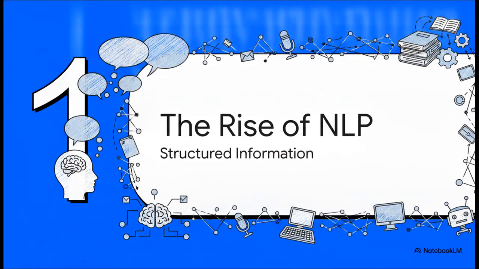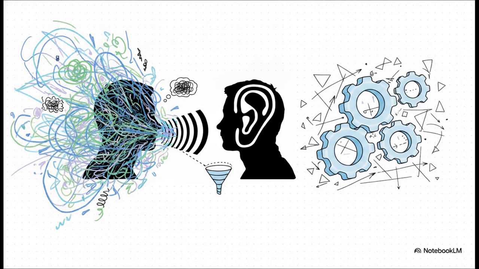All right, kicking things off with Section 1, the rise of NLP, moving from natural language to structured information. The fundamental goal of NLP is basically bridging 2 completely different universes. On one hand, you've got the messy, unpredictable, continuous flow of human speech. And on the other, you've got the crisp, interlocking gears of computer algorithms. NLP is the whole process of taking that chaotic natural language and transforming it into structured, predictable information that those mechanical algorithms can actually process.